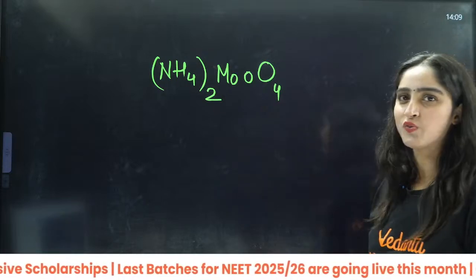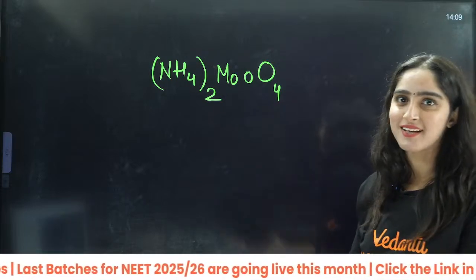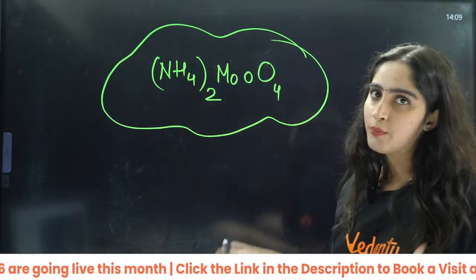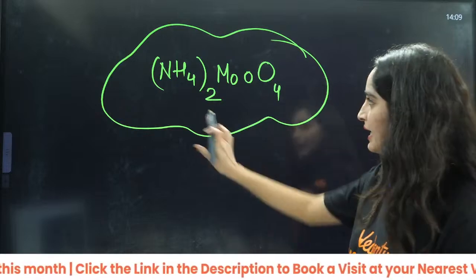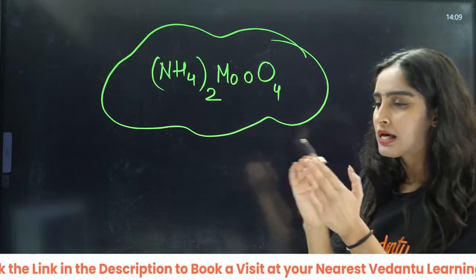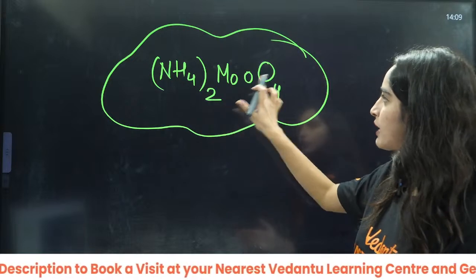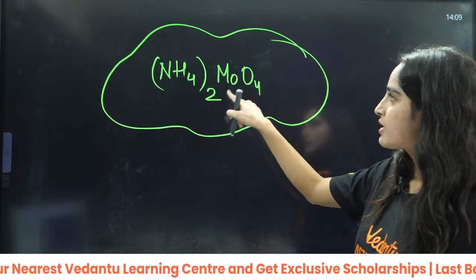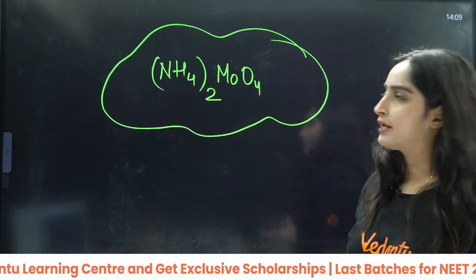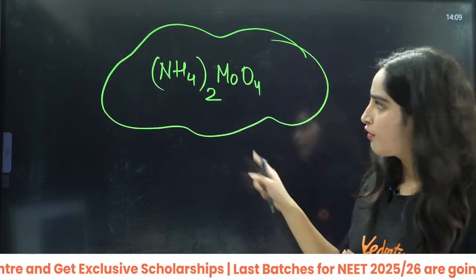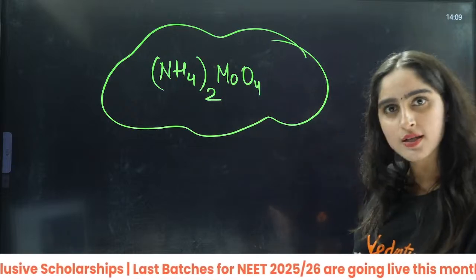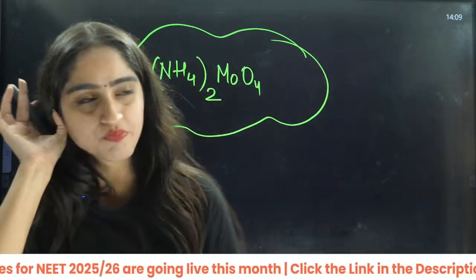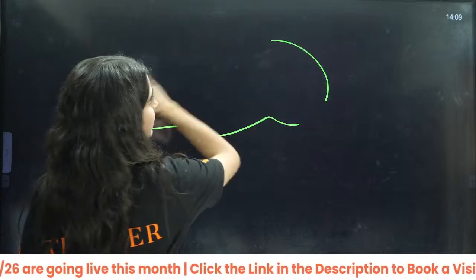And what else can I do for you? I can just make you cram things here, right? There is no other way to remember this. You have NH4 ammonium, you know. Then NH4 twice. Just remember NH4 twice. If there is 2 here, that means 2 oxygen will be there. Here you have molybdenum, that is Mo. And here you have 4. This is ammonium molybdate.